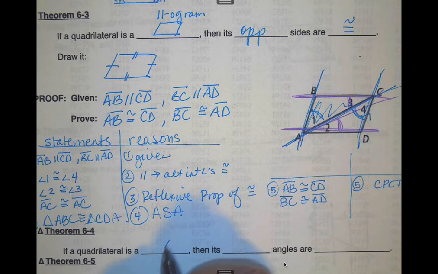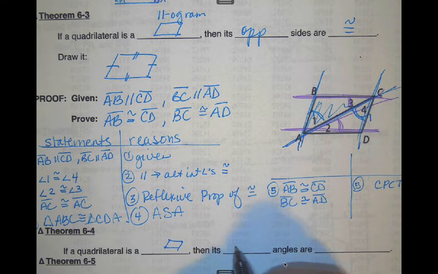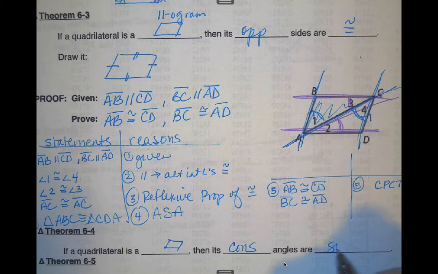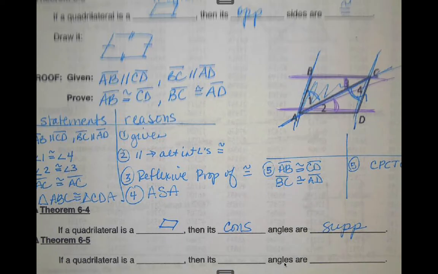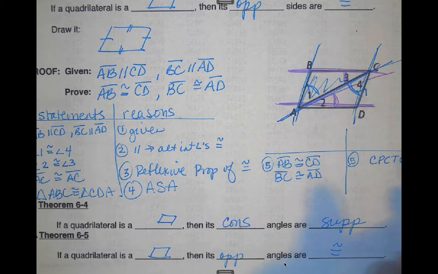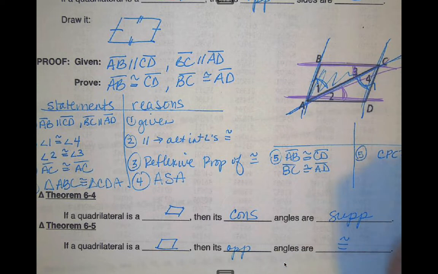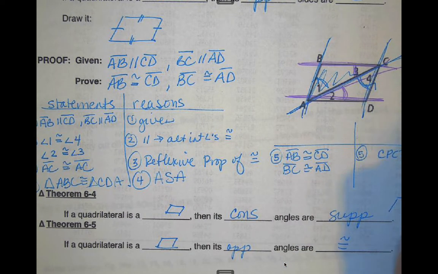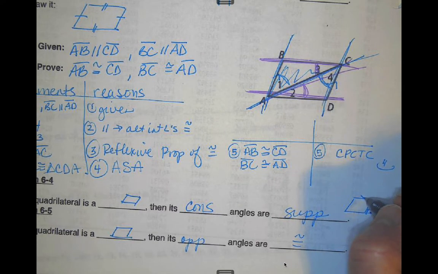Alright, if a quadrilateral is a parallelogram, then its consecutive angles are supplementary. I should make sure I had the right theorem. If a quadrilateral is a parallelogram, then its opposite angles are congruent. If you think about it, if you have a parallelogram, this is parallel and this is parallel, right? And then these two sides are parallel to each other.